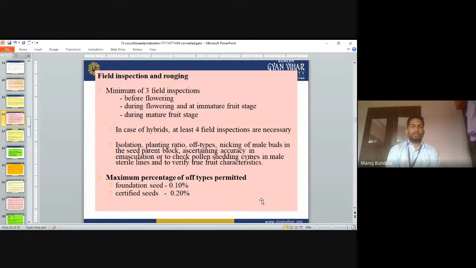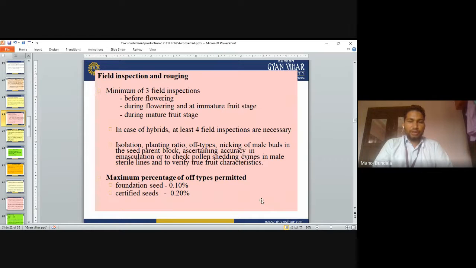Field inspection and rogueing. A minimum of 3 field inspections is done: before flowering, during flowering, and at the immature fruit stage and during the mature fruit stage. So these are the stages. In case of hybrids, at least 4 field inspections are necessary. If you are going for hybrid production, then we have to do 4 field inspections.